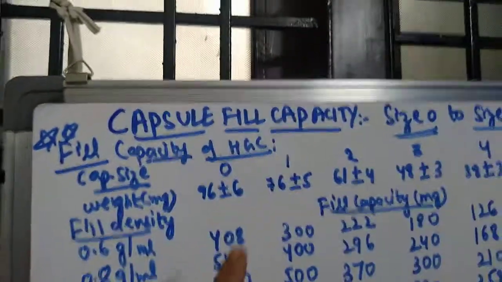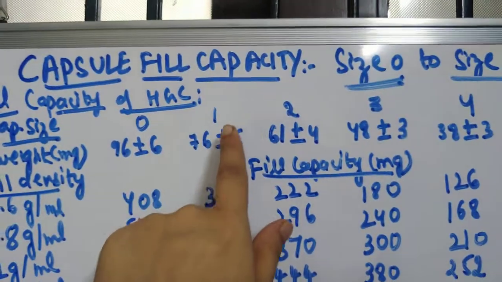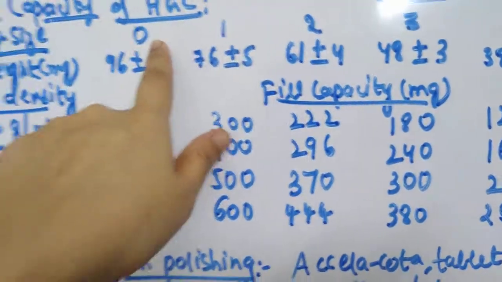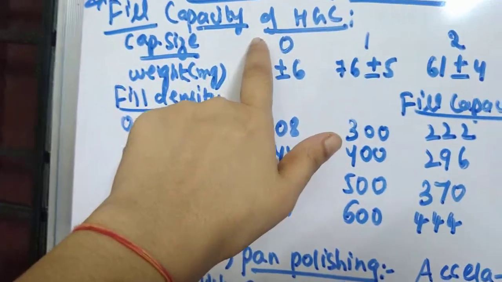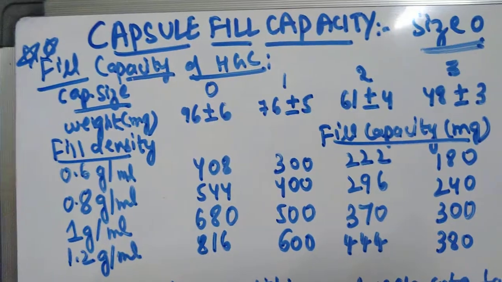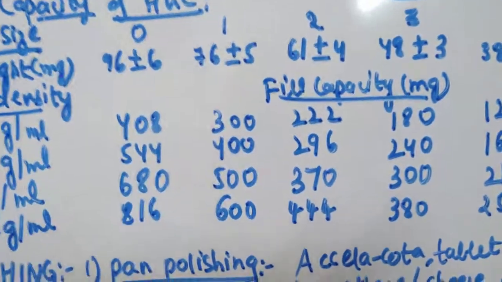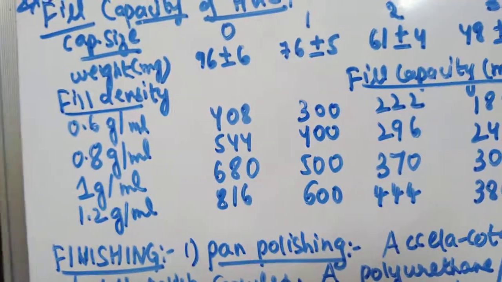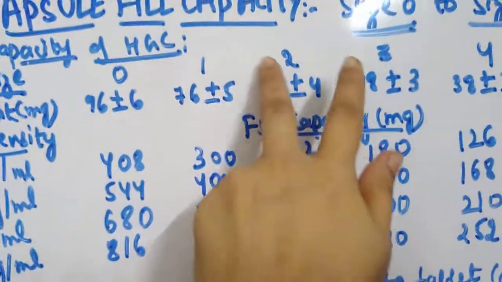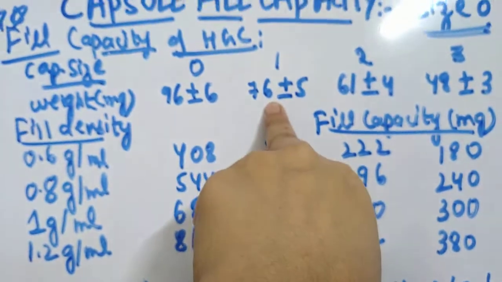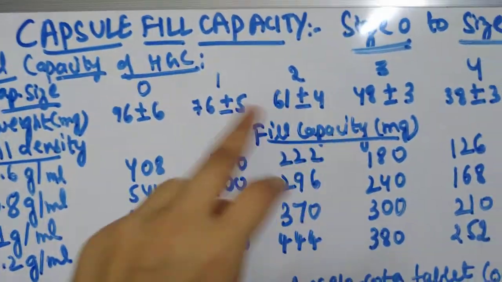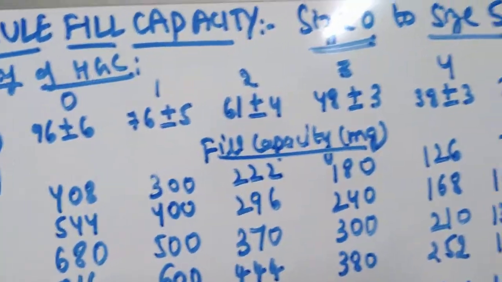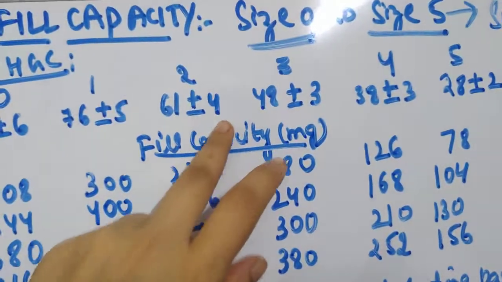So these are your sizes. I have told you size 0 is the largest, then 1, 2, 3, 4, 5. This is suitable for human use. The weight of the empty size 0 capsule will be 96 plus or minus 6 mg, so it might be between 90 and 102 mg. For capsule size 1, the weight ranges 76 plus or minus 5 mg. For size 2, the weight ranges 61 plus or minus 4 mg.